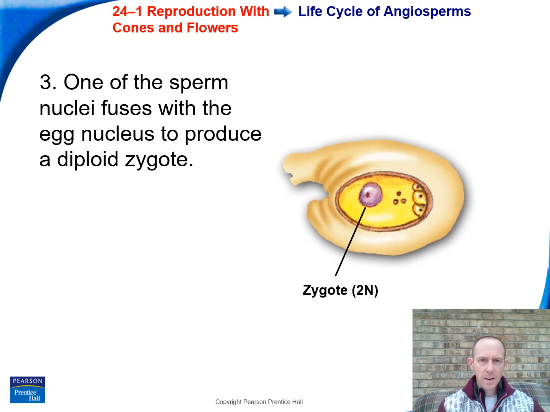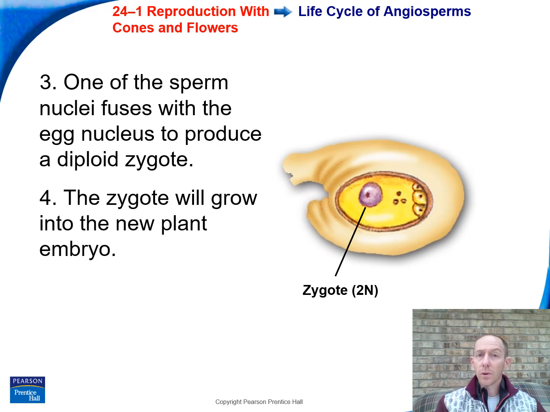All right, step 3 is now we've basically created a road from the stigma all the way through the style into the ovary to connect to an ovule. So what happens is sperm travels this road, right? Sperm is in the pollen, right? Goes all the way down through the pollen tube and fuses with an ovule, with an egg, right? This forms a diploid zygote, right? Sperm plus egg equals zygote, because I know you love things in mathematical terms.